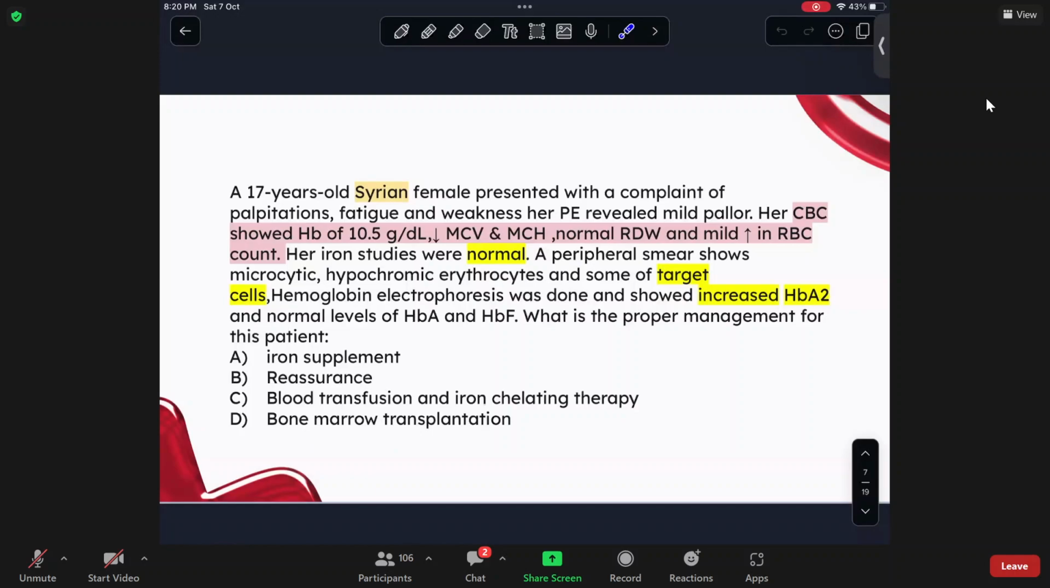What do you think? Reassurance. Yes, right, because it's a beta minor. Yes.